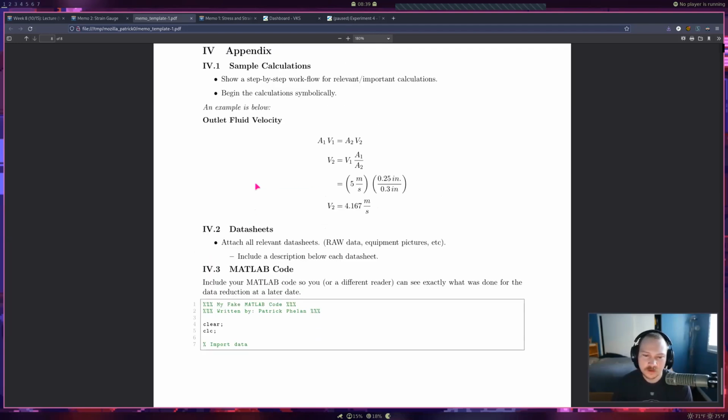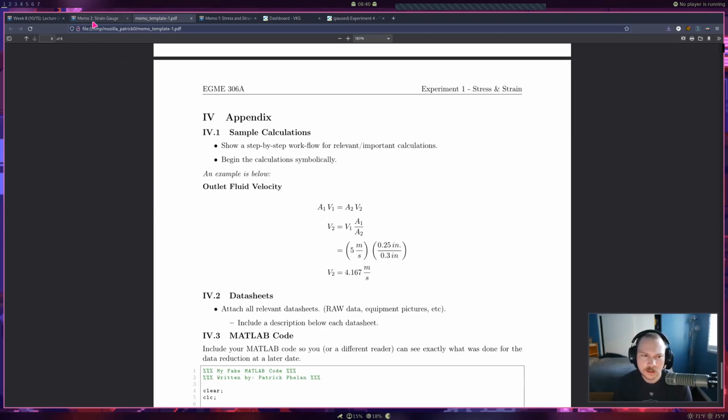Mostly that was an issue of concern with the sample calculations. So again, just use that.